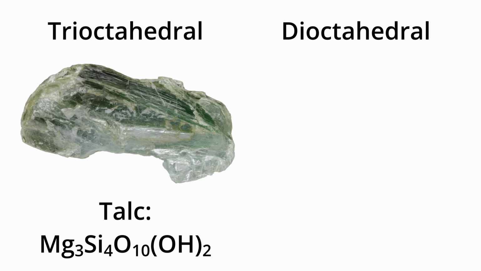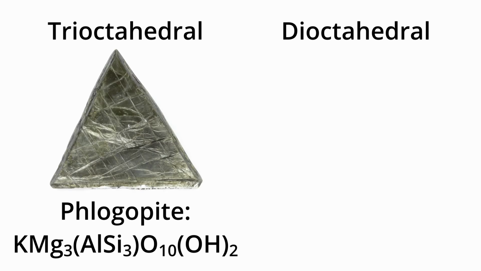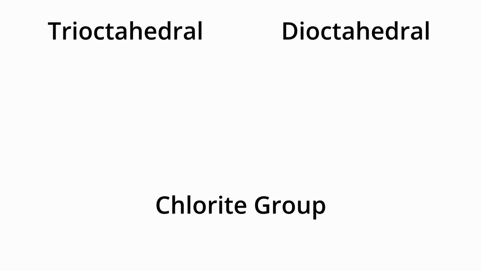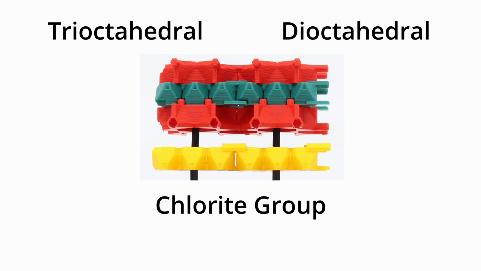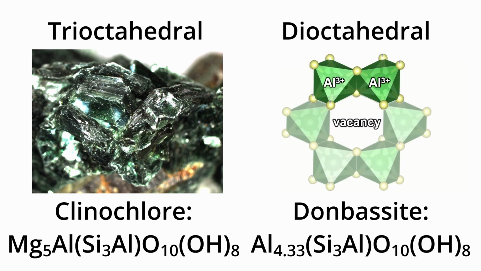Talc is the trioctahedral counterpart to the dioctahedral pyrophyllite, and in the mica group, the biotite series, which consists of annite and phlogopite, is the trioctahedral component to the dioctahedral muscovite. Finally, the chlorite group is a bit more complex because it actually contains 2 different O modules, so several configurations are possible. In clinochlore and chamosite, the most common chlorite group minerals, both of the O modules are trioctahedral. On the other hand, in donbassite, both of the O modules are dioctahedral.